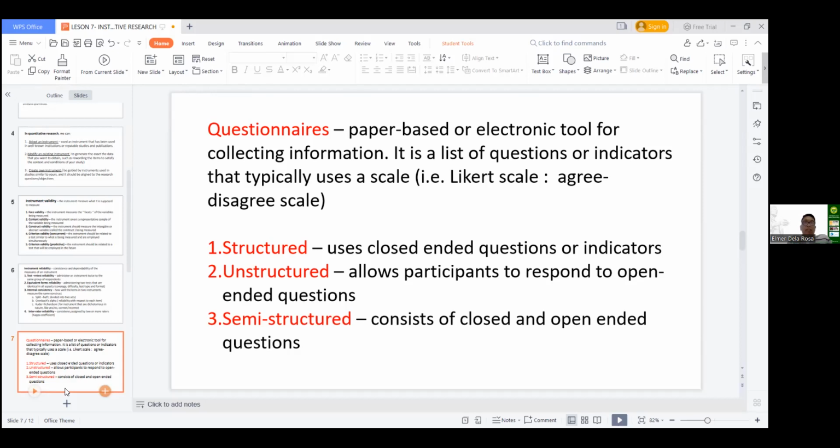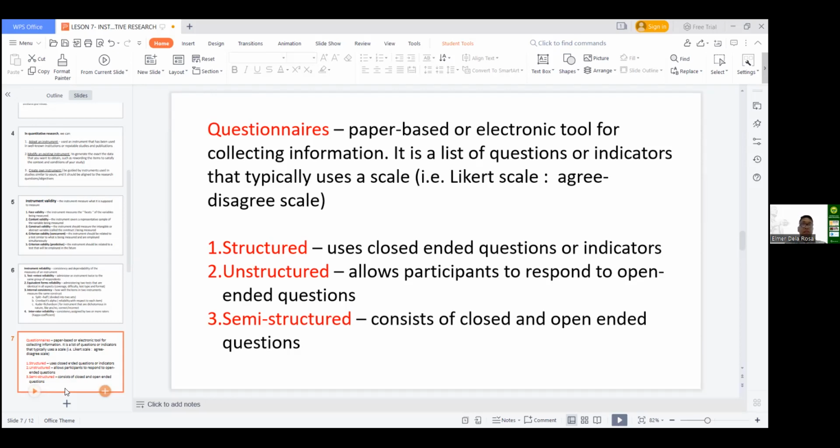So yung Likert scale, yung common nito, yung agree-disagree scale. No? Kung hindi siya agree-disagree, don't call it a Likert scale, just a rating scale. Because the Likert scale is a particular instrument that makes use of agreement or disagreement to an item.